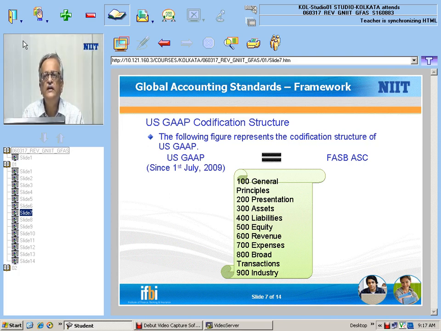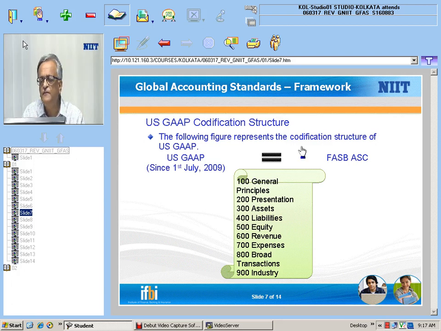The following figure represents the codification structure of US GAAP. As I have already told you, today the accounting structure codification is the single source of US GAAP. So all rules, regulations, everything has been codified. Codified means it has been structured in such a way as to be easy for the user. So the rules and regulations are structured in a codified manner. That means arranged. Codification means arranging the various rules and regulations into a system. A certain system is followed. We shall see what that system is. So that is the meaning of codification.